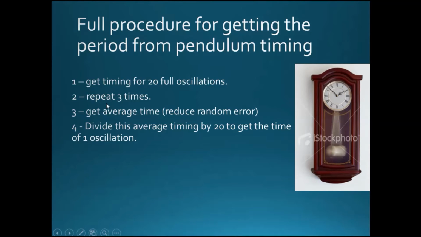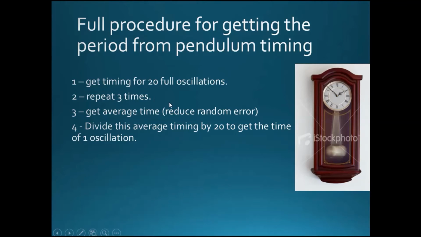The first thing we can do is to get a timing for 20 full oscillations, which means it must go from left to right, and this must be done 20 times. You switch on the stopwatch when you see it swing over here. So on, 1, 2, 3, 4, and on and on, all the way until it gets to 18, 19, 20, and stop. After this, you repeat getting the timing for 20 full oscillations 3 times. So basically you repeat step 1 three times.